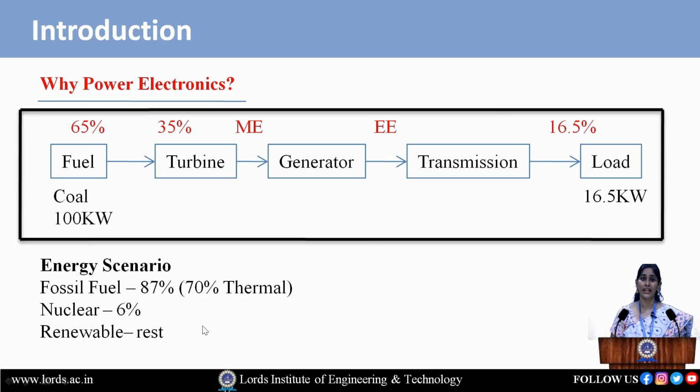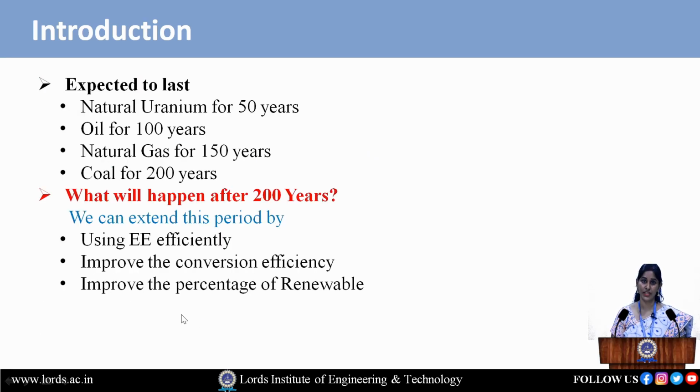From IEEE journals, it has been projected that natural uranium is expected to last for 50 years, similarly oil is expected to last for 100 years, natural gas for 150 years, and coal for 200 years. Again, one more question will arise: what will happen after 200 years? Will civilization come to a halt or what? So we have to work out how to extend this period.